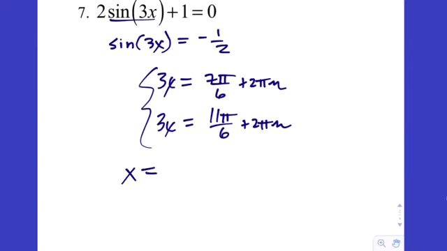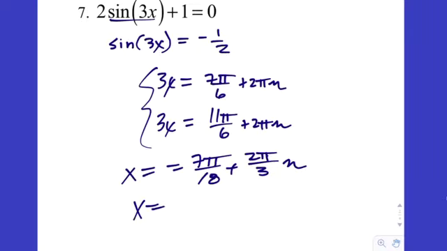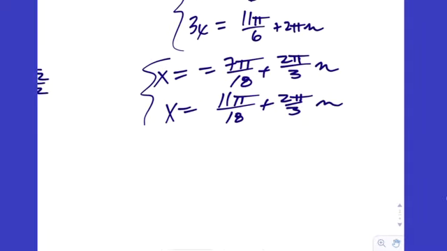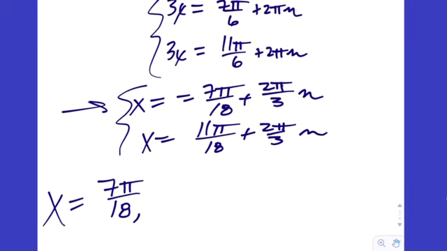If we solve for x then by multiplying everything through by a third, we get x equals 7 pi 18ths plus 2 pi thirds n. That's the new period. And on the second equation, 11 pi 18ths plus 2 pi thirds n. And these are going to be our equations that we can use to generate the solutions. So I always start with the top one first, and it's going to generate 3 solutions. The smallest one is the first one, 7 pi 18ths. And then we're just going to add 2 pi thirds.